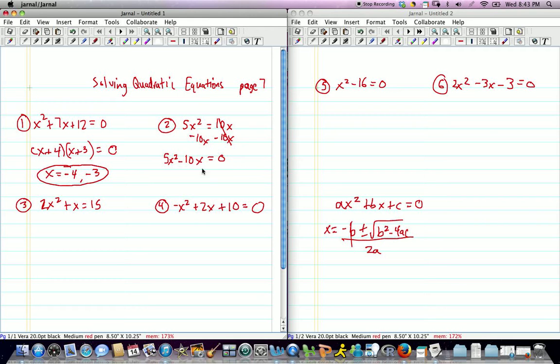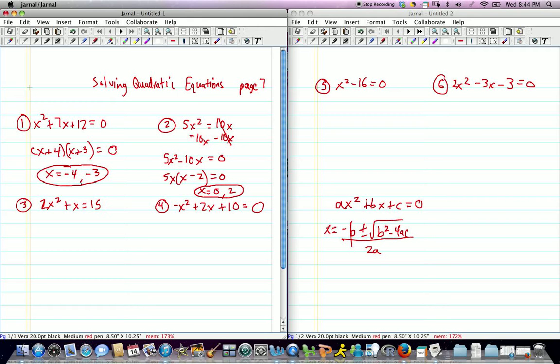Now I see that I can actually factor out a GCF. So this has a 5x in common. So I'm going to take the 5x out, and I get left over x minus 2. Now when I do this, I can see here that 5x has to equal 0, which means that x could be 0. And I know that x minus 2 equals 0, which means that x could be 2. So my answers are 0 and 2.